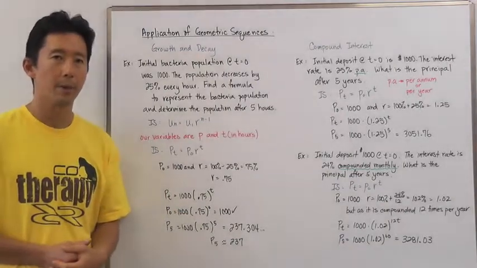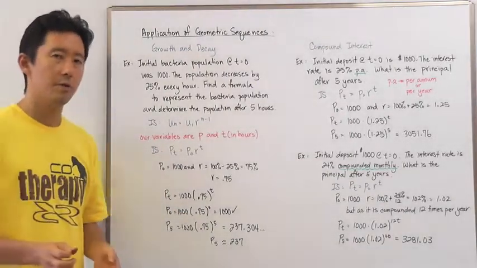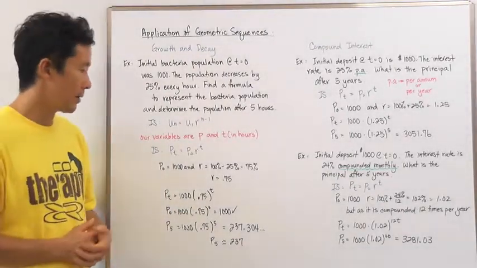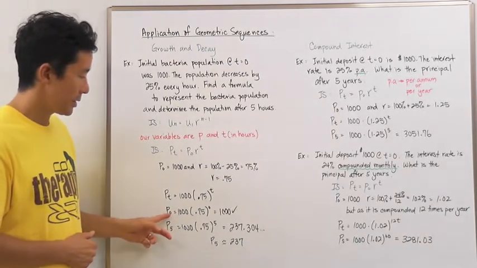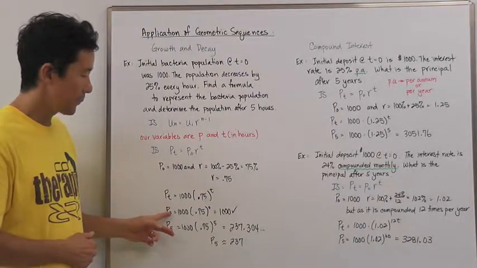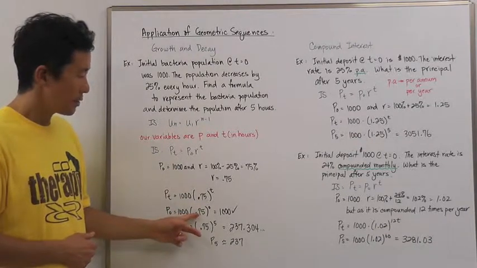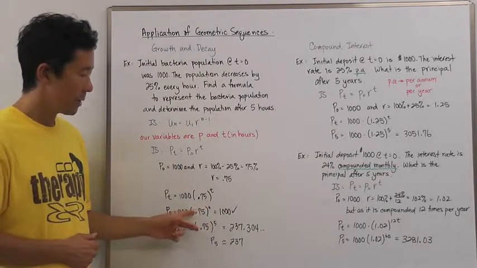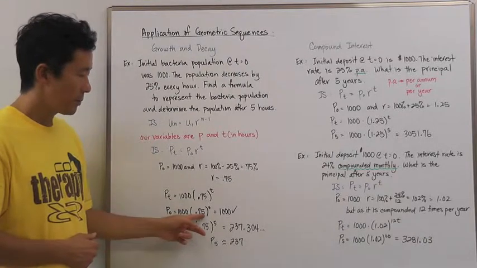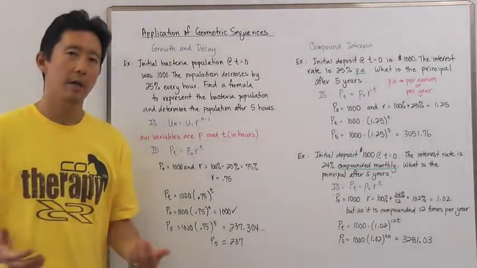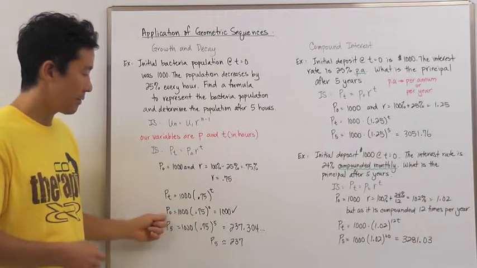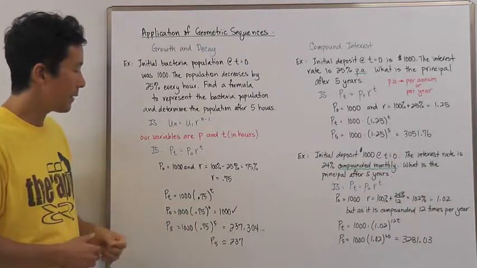Now, just to check and be sure that we've got the correct formula, I'm going to substitute 0 in for t to make sure that we come out with p sub 0 equals 1,000. And sure enough, 0.75 raised to the 0 power is just going to be 1. So 1 times 1,000 is 1,000. And we can be sure that what we have is the correct expression for p sub t.